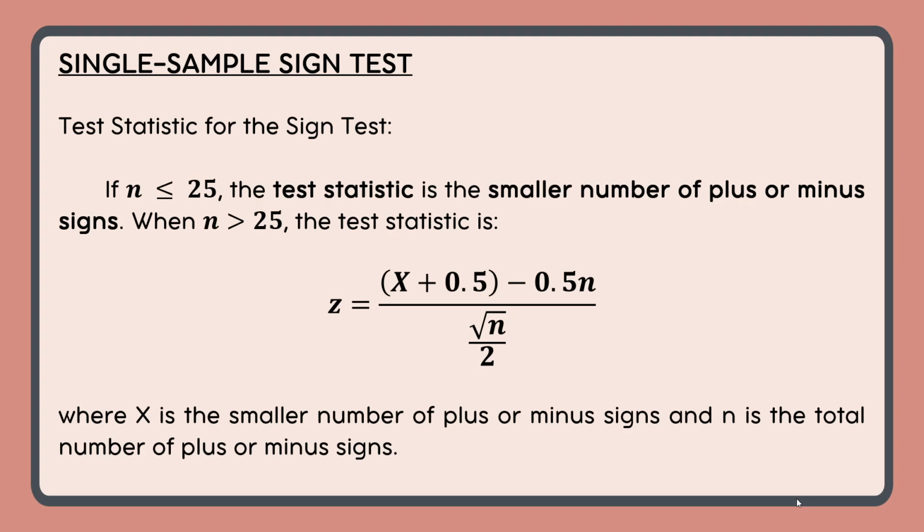However, if the sample size is greater than 25, we will use the z-test using this formula, where x here is the smaller number between the positive and the negative signs, and n is the total number of positive and negative signs, omitting those who have zero differences.